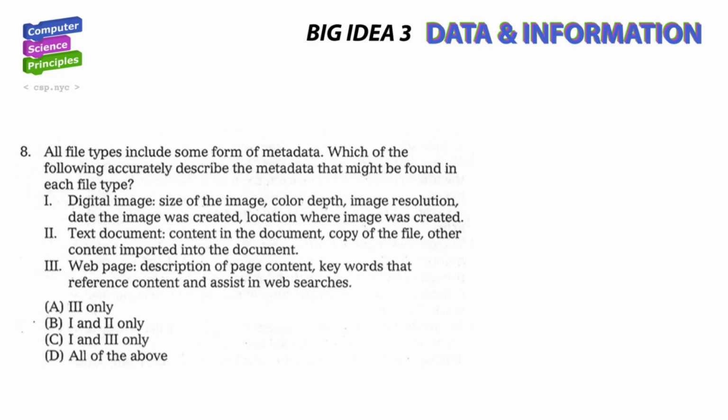Okay, for question number 8. All right, so all file types include some sort of metadata. Which of the following accurately describes the metadata that might be found in each file type? So a digital image. So the size of the image. Okay, yeah, that could be part of the metadata. Color depth. Okay, resolution. Okay, the date when it was created. Yep. The location where it was created, where the image was taken, the photo was taken. Yep, all of that seems like might be found in the file type.